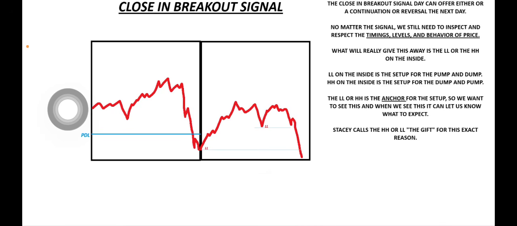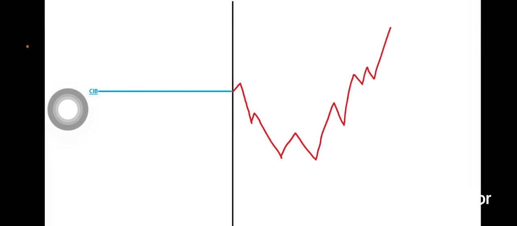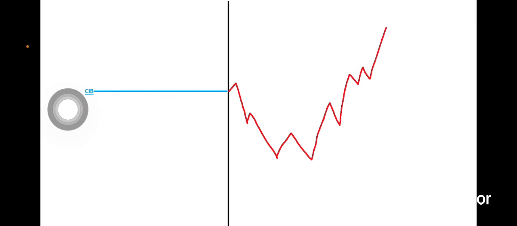Okay, let's go to our next slide here. So what I'm showing you is the only 2 options for the close and breakout, okay? The only things that I want to see when we have a close and breakout.